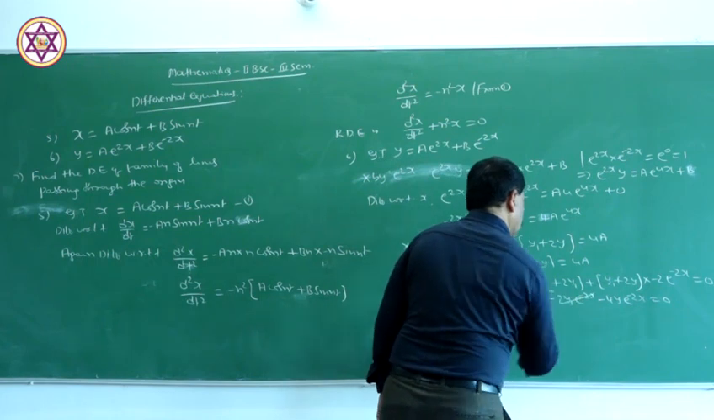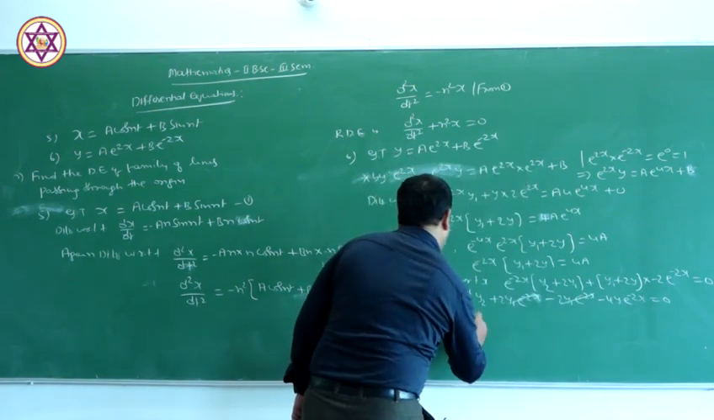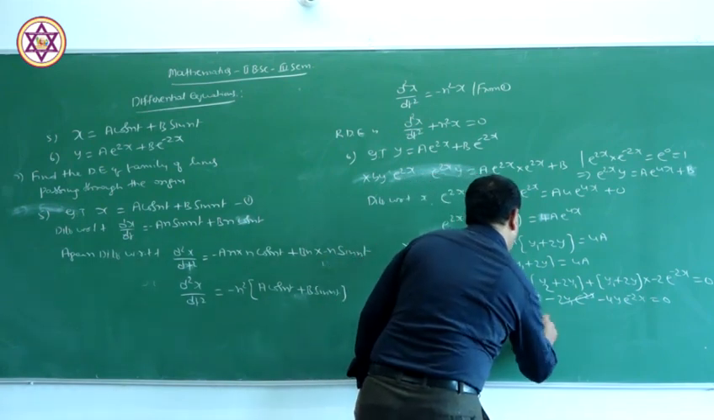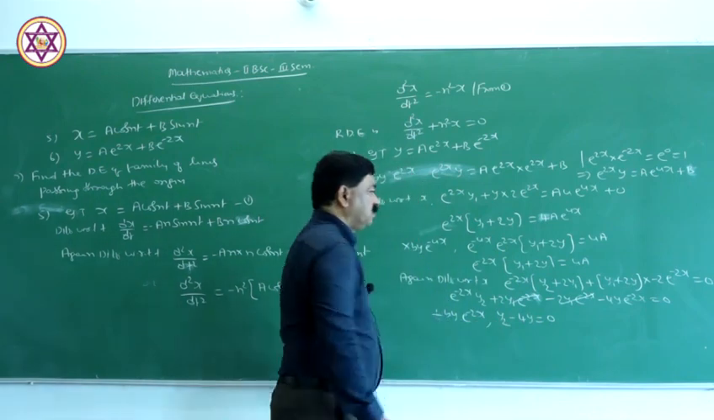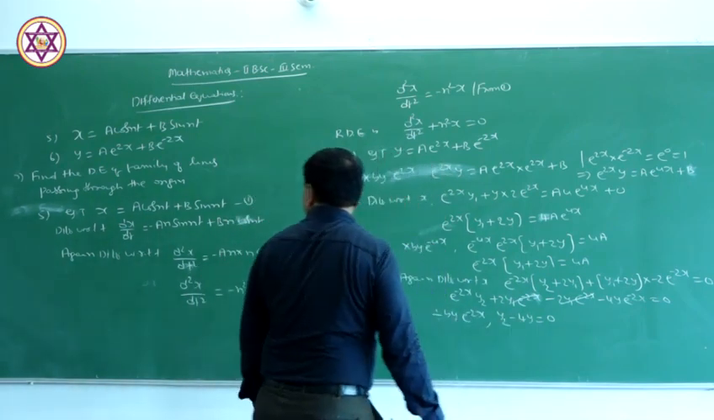So these two terms cancel. In this particular case, divide by e power minus 2x: y2 minus 4y is equal to 0. Thus the required differential equation is y2 minus 4y is equal to 0.